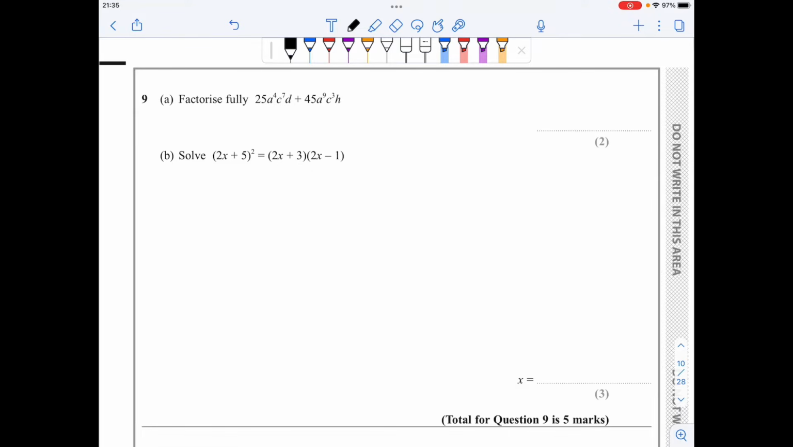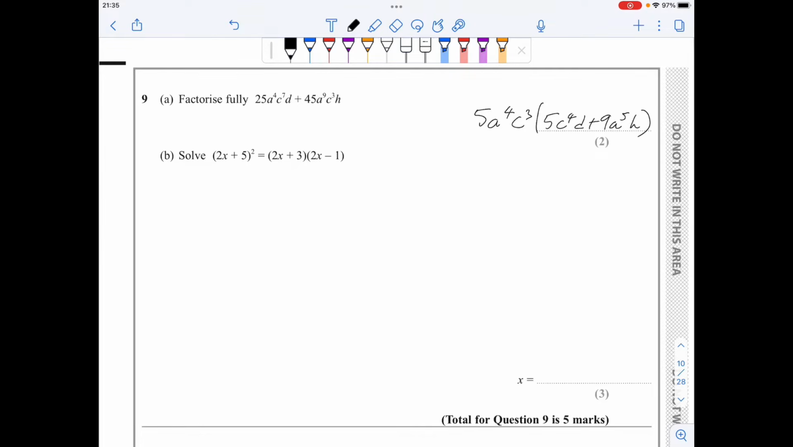In part A, the common factor is 5, a to the power of 4, c to the power of 3, and I'm left with 5 c to the power of 4 d plus 9 a to the power of 5 h.